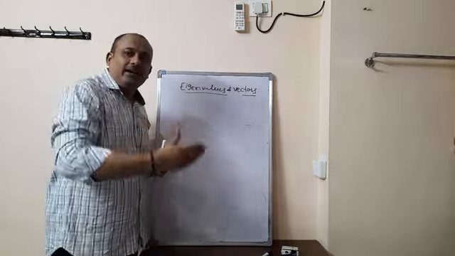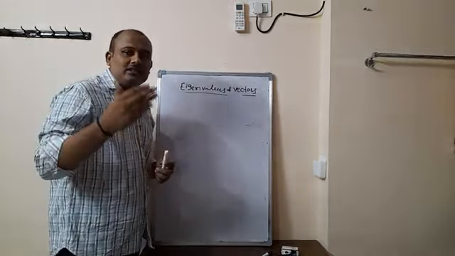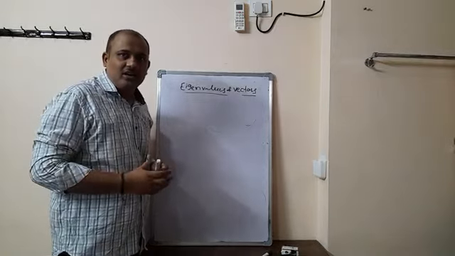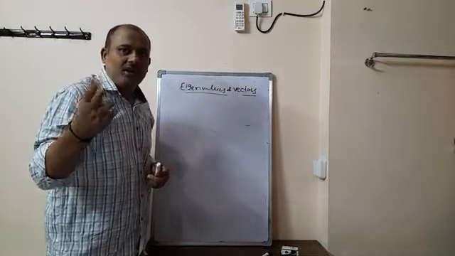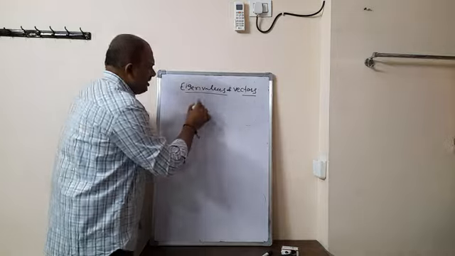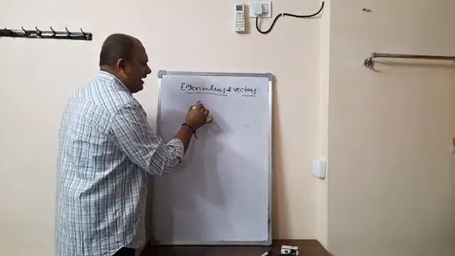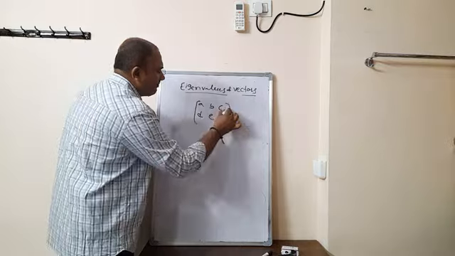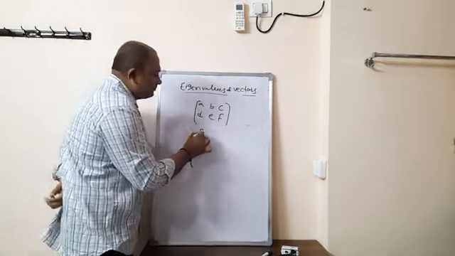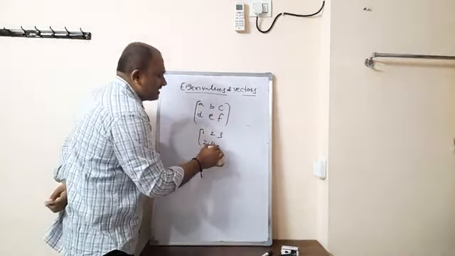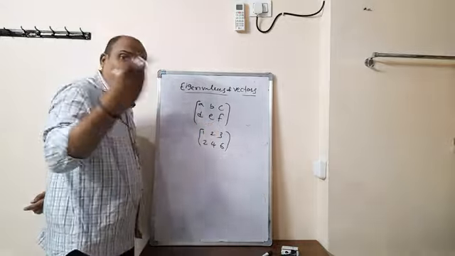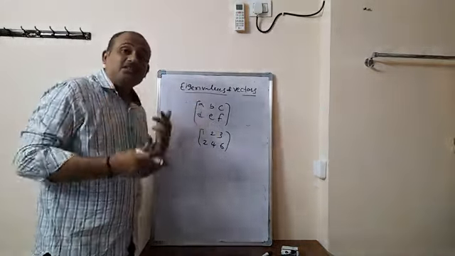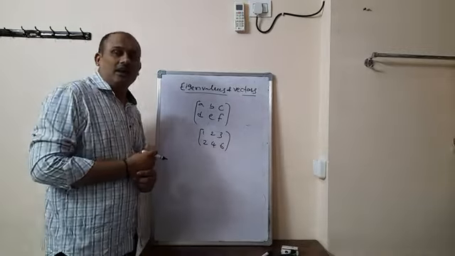A matrix is the arrangement of elements in the form of rows and columns. Elements can be A, B, C, D, E, F, whatever they may be, or numbers like 1, 2, 3, 2, 4, 6. Basically, elements are arranged in the form of rows and columns.